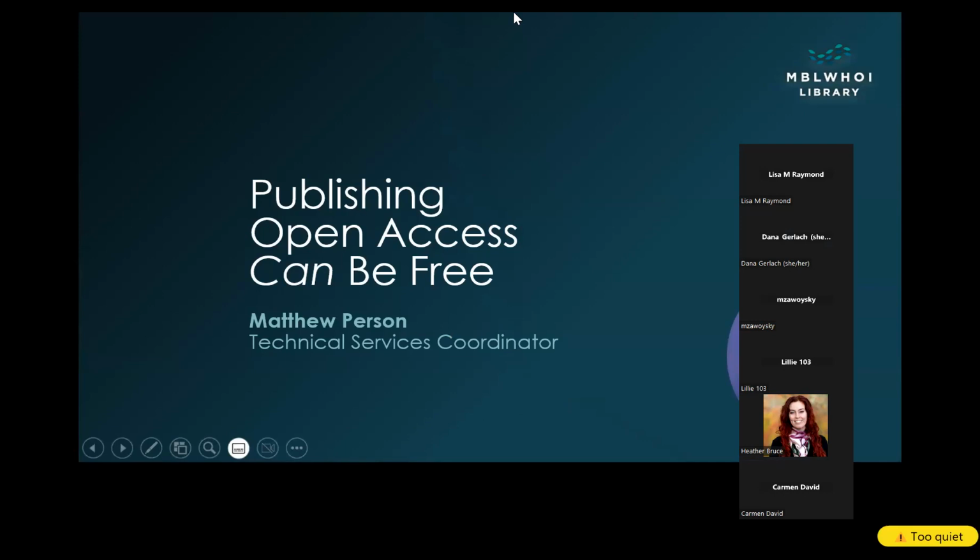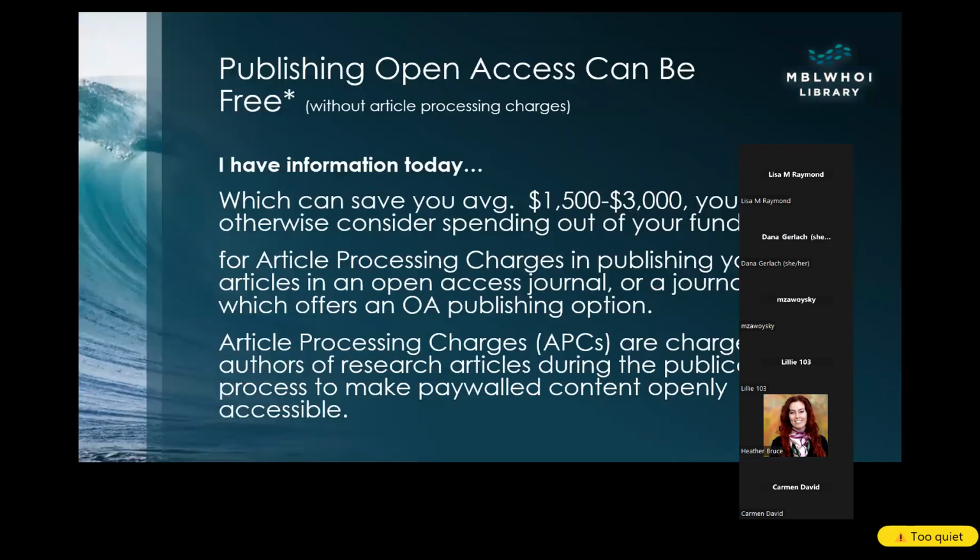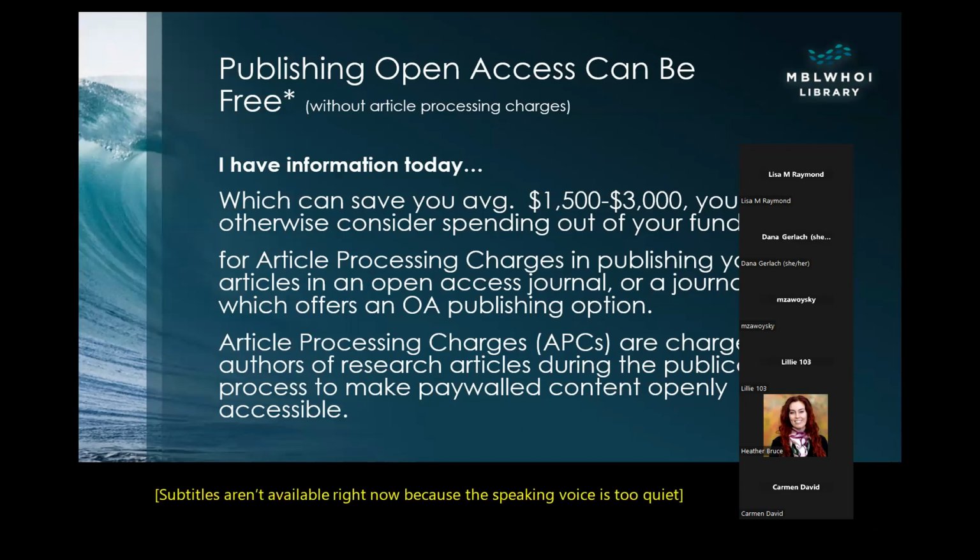This is Matthew Person. I manage our electronic subscriptions. I have information today which can save you an average of $1,500 or through about $3,000 you might otherwise consider spending out of your funds for article processing charges and publishing your articles in an open access journal or a journal which offers an open access publishing option. And we also would have an agreement with the publisher, an open access agreement.